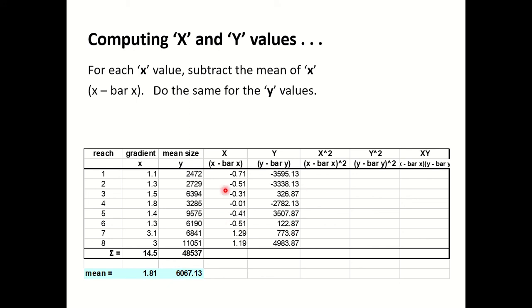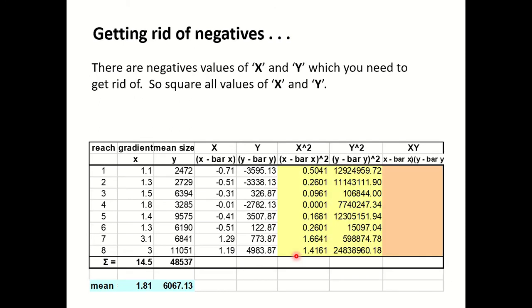Do that for all of the numbers. Then we work out the next two columns along. These are big X squareds. So this is x minus bar x squared. Well, we've already worked out x minus bar x. It was minus 0.71. And so we square that.